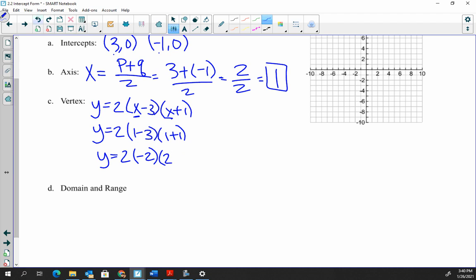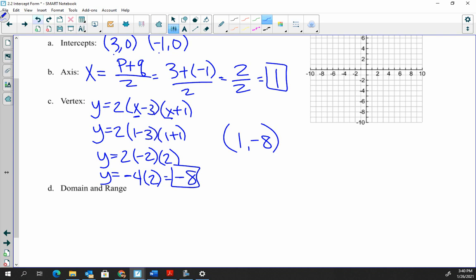Let's think about it like this. 2 times negative 2, we'll do one piece at a time. 2 times negative 2 is negative 4, and negative 4 times 2 is negative 8. Chunk it up a little bit and do it one piece at a time. So that means my vertex is the point with x equals 1 and y equals negative 8.